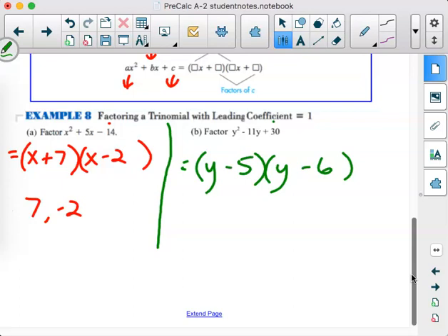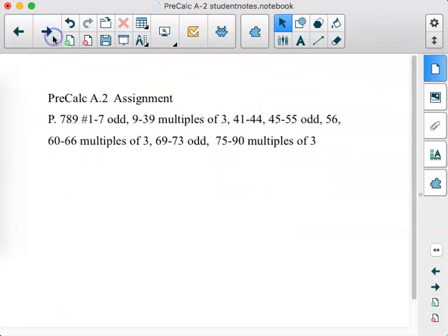So that is the first day. Obviously, we couldn't get through everything for the A2 section, so we'll be finishing that up. But what we want you to do is go through this assignment doing as many of these as you can as you get to it and you think, oh yeah, we talked about that. That's a perfect square trinomial. Oh, we talked about that. That's a sum and difference of two cubes.